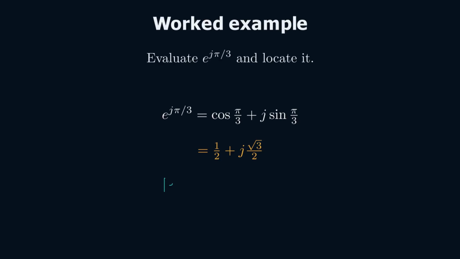Step 3, and this is the habit to build, read it geometrically. Magnitude 1, angle 60 degrees. A point on the unit circle, 1/3 of the way to vertical. You never needed to raise e to an imaginary power.